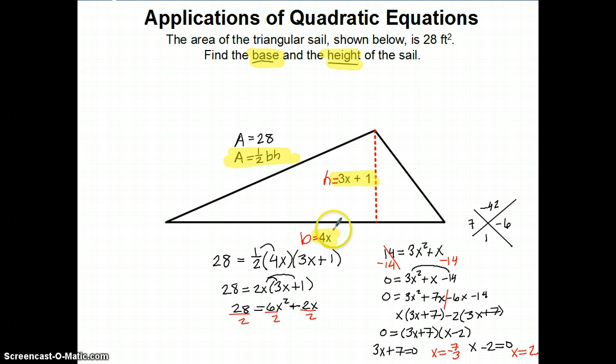Well, thinking about this, if I plug a negative into my base and I multiply by 4, that's going to give me a negative base, which we know we can't have. So I'm just going to go ahead and plug in my positive 2 for x.